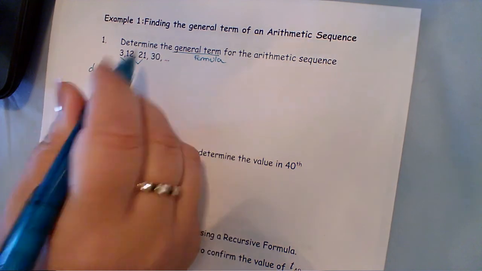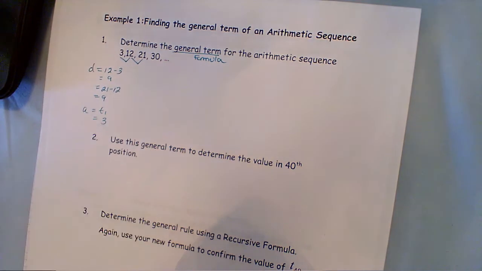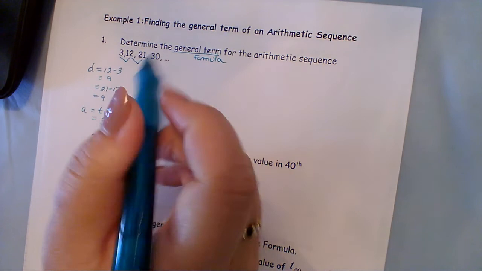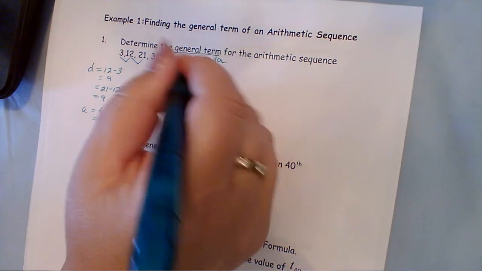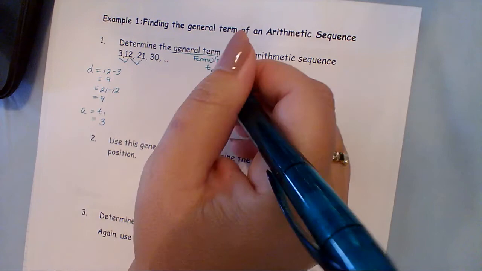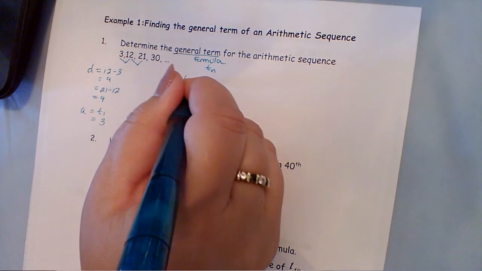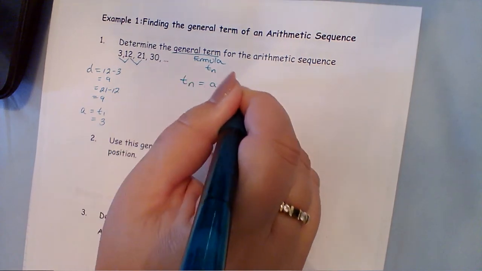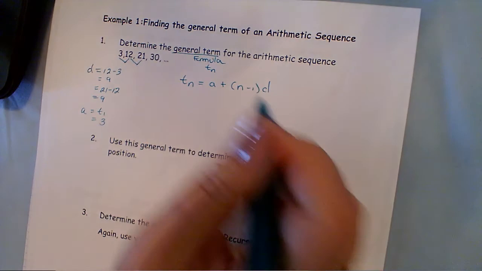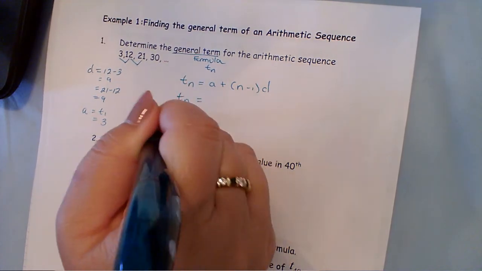The A value is the number sitting in the first position. Remember, that is T1, which happens to have the value 3 sitting in there. So we have our A, we have our D, and when it said general term, we don't have an N. N is going to be left as N because we want to make sure that we can substitute in any N later for it. So Tn equals A plus (N minus 1)D. Sub in what you know. Tn stays Tn. Keep it general.